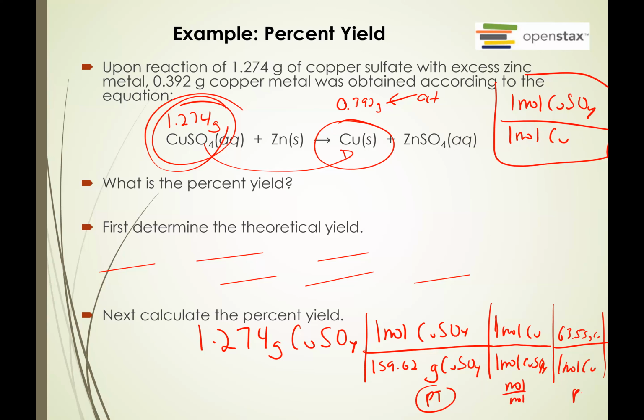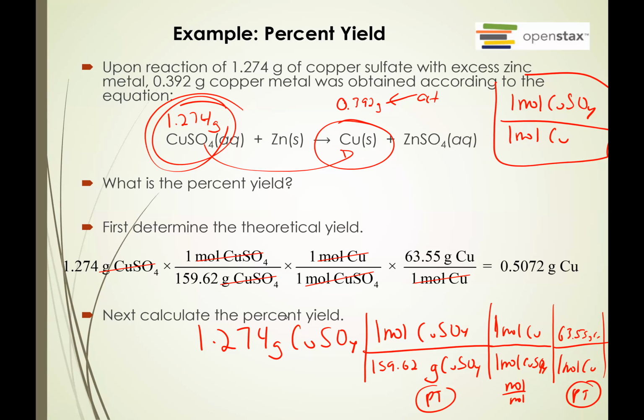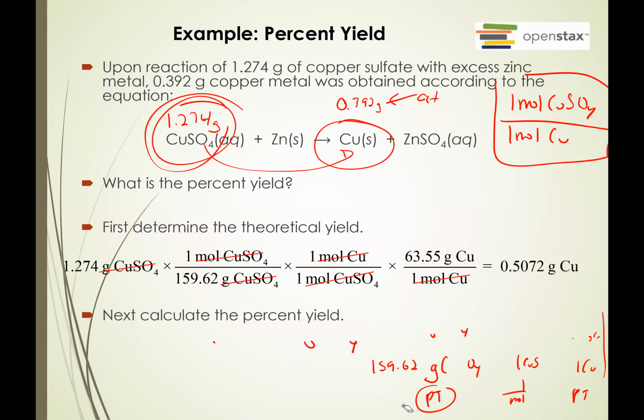Mole ratio, periodic table. So once you start feeling comfortable with these, you kind of fly through these. But I want to warn you, when you get comfortable with these, that's when you start making mistakes. So it's okay to fly through them, but fly through them slowly, so you don't make the mistakes. Okay, so we get 0.5072 grams of copper.